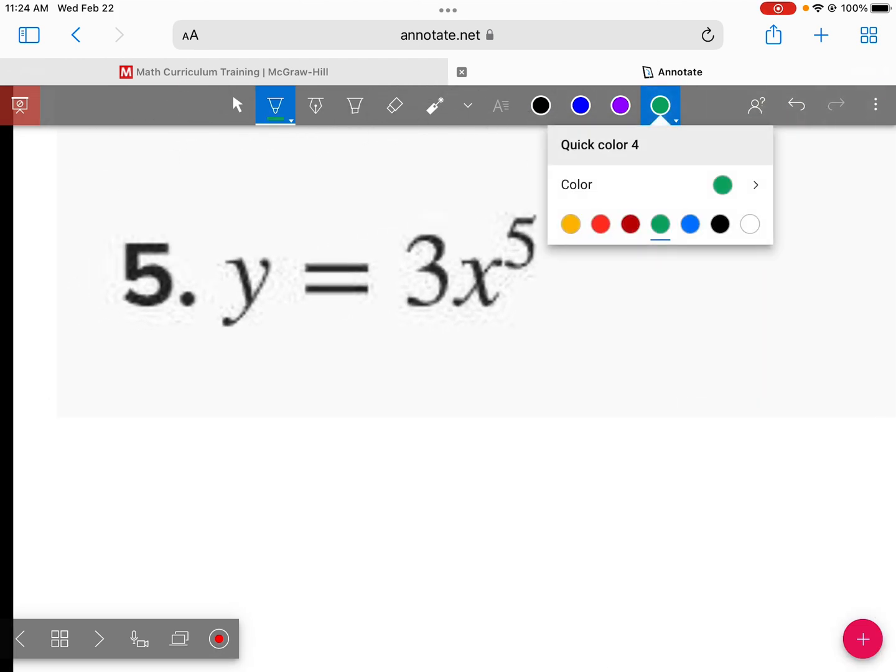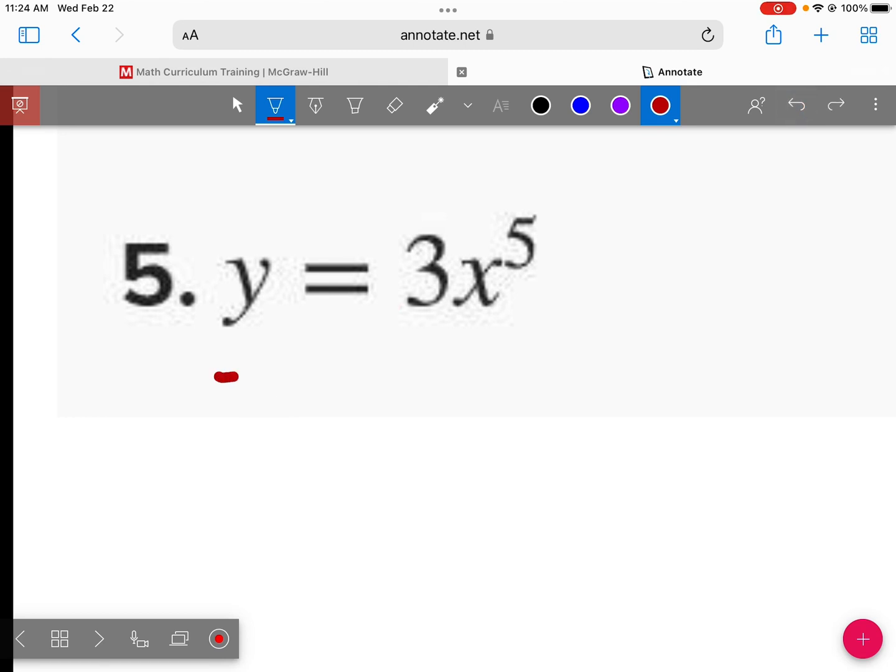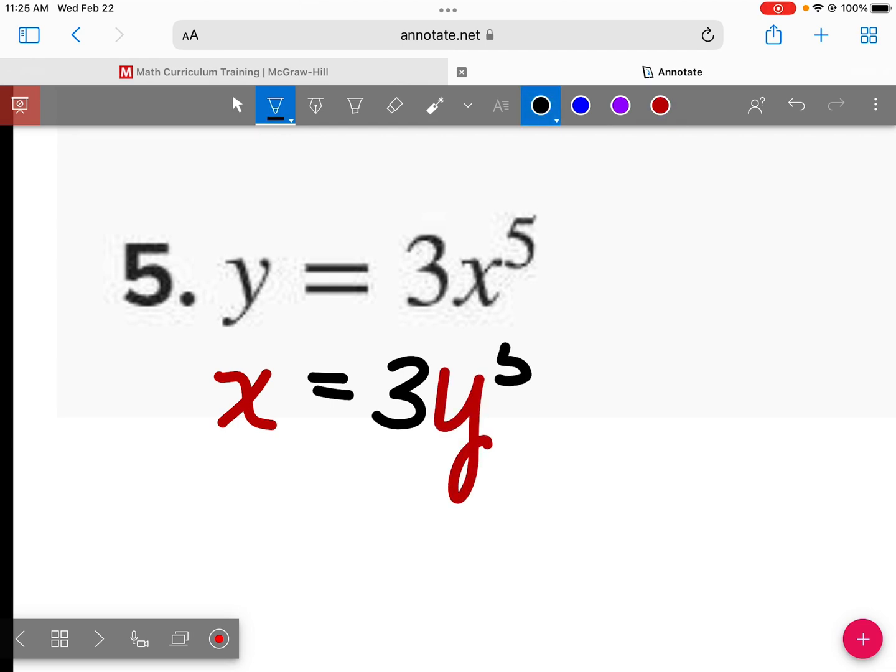Talk to me about number 5 now, the second problem on the bell work. What's the first thing I need to do because I'm finding an inverse? Switch the y and the x. So this becomes x equals 3y to the 5th.